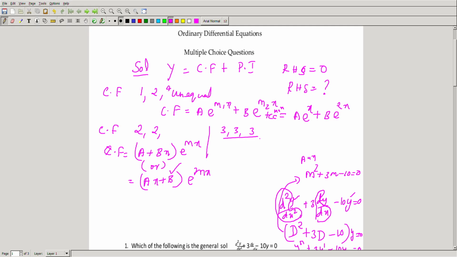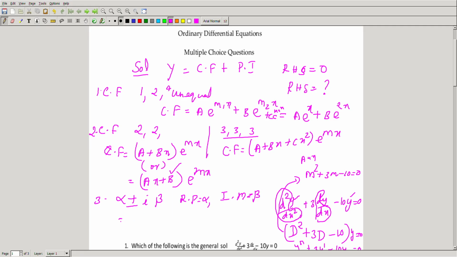So here, if all three roots are equal, you use the same concept. CF is equal to (a plus bx plus cx square) into e power mx, where the value of m here is 3. That is also fine. This is the second type, and the first type was unequal roots. The third type is alpha plus or minus i beta, which means complex imaginary roots. Here the real part is alpha, and after i, the imaginary part is beta. How to write your complementary function?